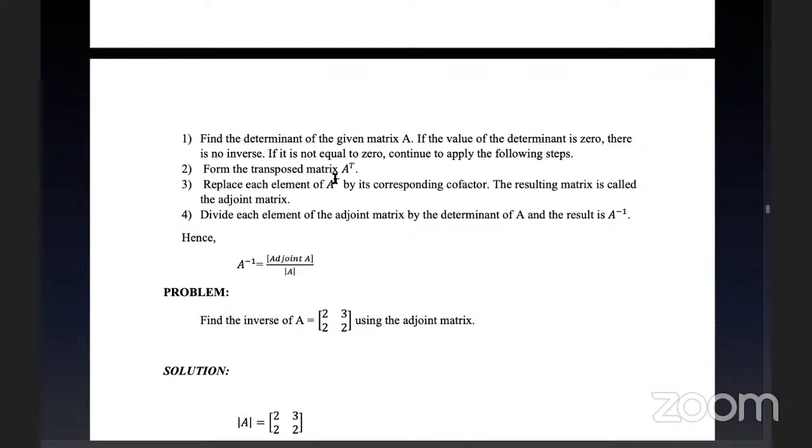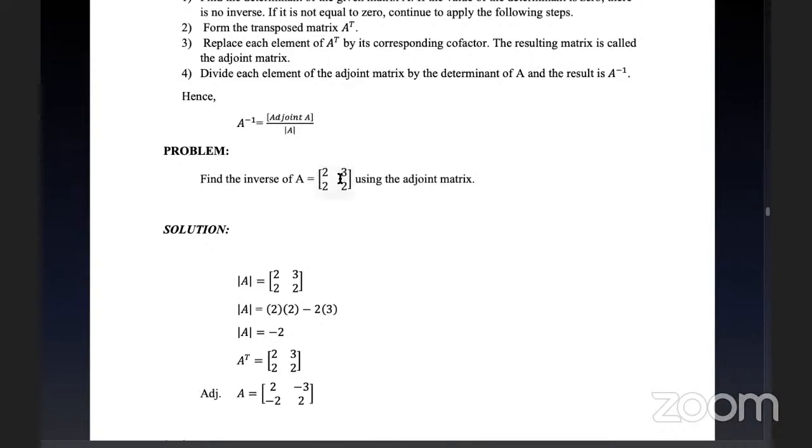Number 2, form the transposed matrix. So, alam niyo naman yung transpose is by interchanging the rows and columns. And then replace each element of transpose by its corresponding cofactor. And then the resulting matrix is called the adjoint matrix. So, ganun pala yun. Yung mismong transpose, if you replace each element by the corresponding cofactor, you call it the adjoint of the matrix. And then divide each element of the adjoint matrix by the determinant of A, and then the result is the inverse. Okay, ganun lang yung formula natin. So, adjoint of the matrix A divided by the determinant. Tandaan, scalar value ito.